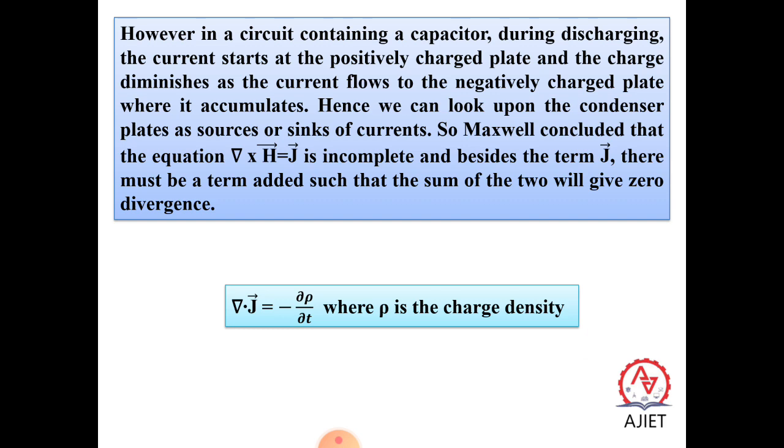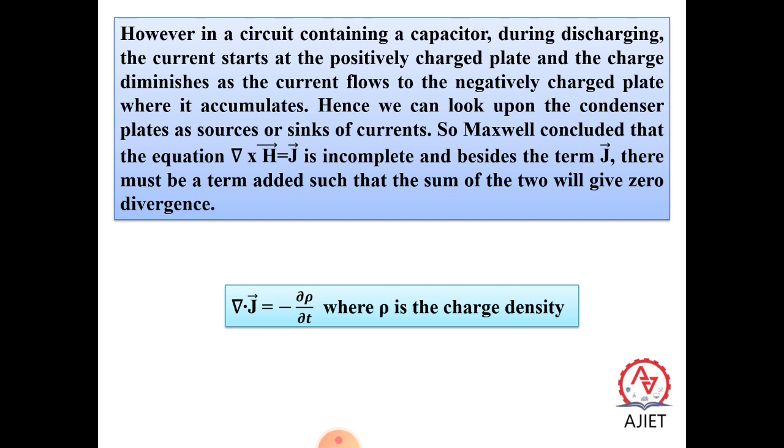However, in the circuit containing the capacitor, during the discharging, the current starts at the positive charge, and the charge diminishes as the current flows to the negative charges when it is accumulated. Hence we can look upon the condenser plate as a source and sink of the current.